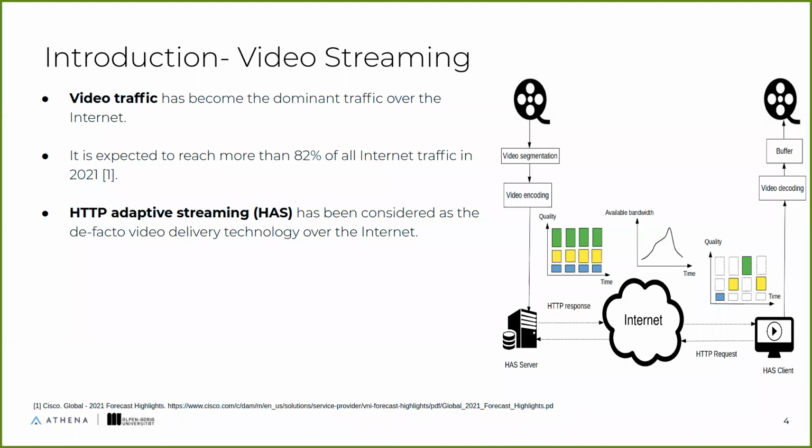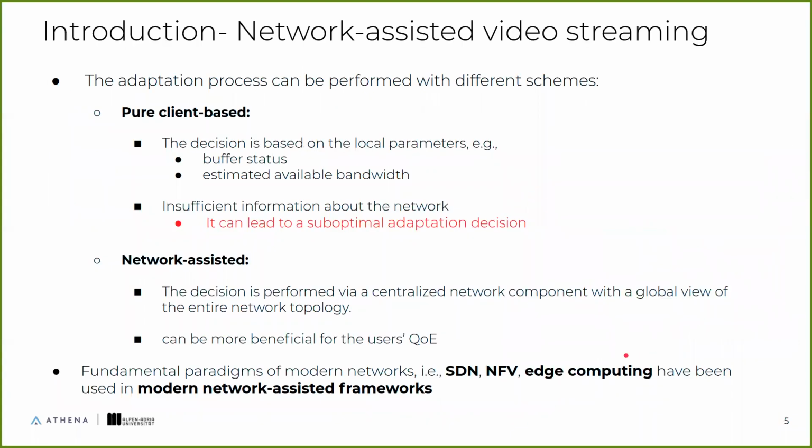As you know, video traffic has become the dominant traffic over internet, and it is expected to reach more than 82% of all internet traffic in 2021. HTTP adaptive streaming has been considered as a de facto video delivery technology over the internet. In this technology, video player adapt the video quality by considering client resources like playout buffer and network conditions.